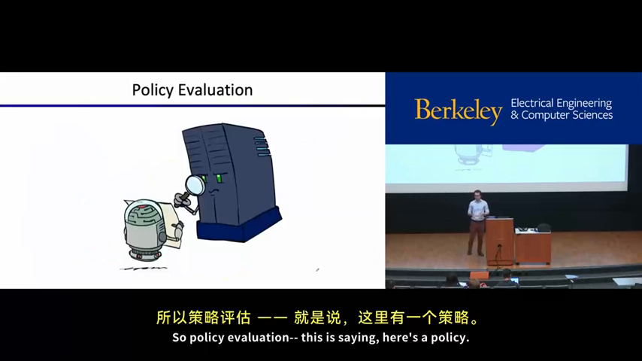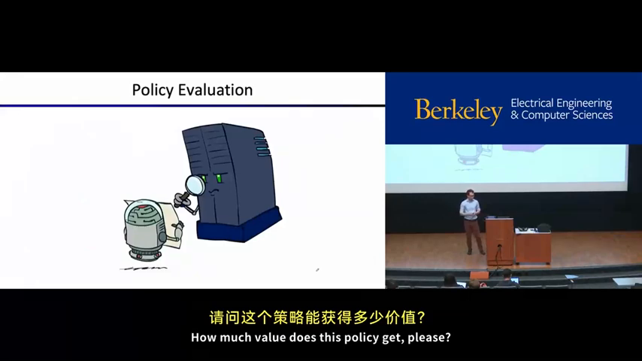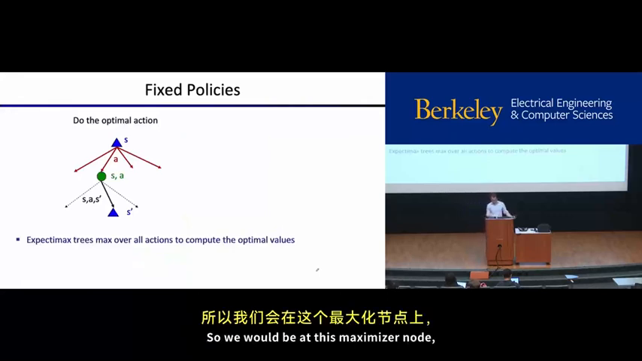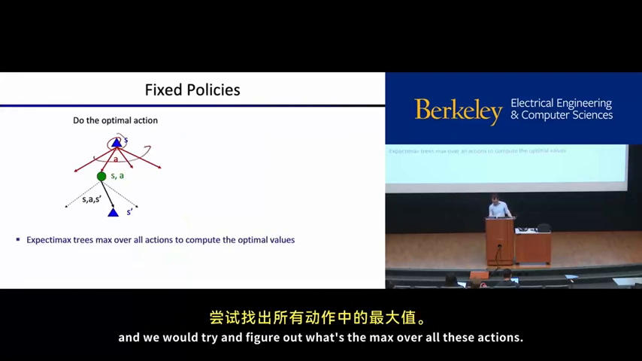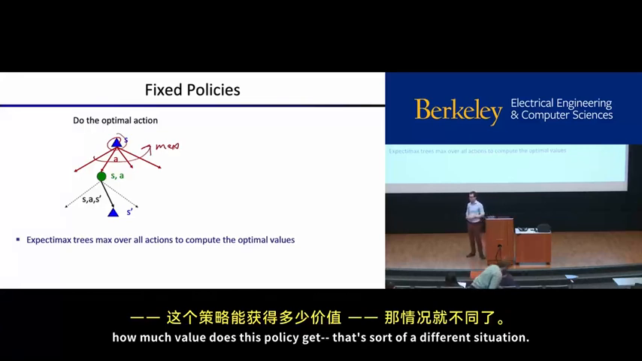So policy evaluation. This is saying, here's a policy. Tell me how good it is. How much value does this policy get, please? So before we were saying we were going to just do the optimal action. So we would be at this maximizer node and we would try and figure out what's the max over all these actions. But if someone just hands us a policy and says, here's your policy, how much value does this policy get? That's a sort of different situation.